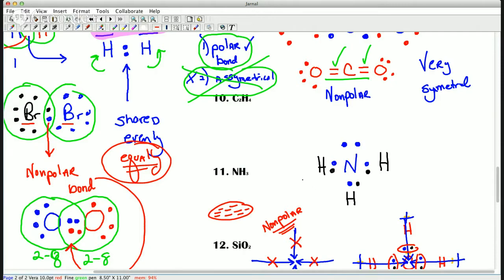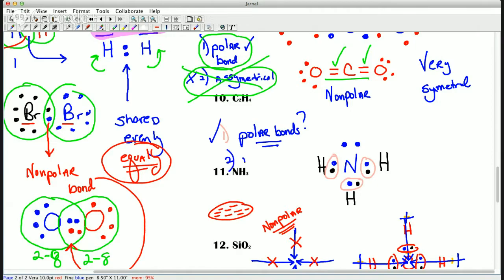So the question is, is this a polar molecule? Well, we go through our checklist. Do we have polar bonds? And the answer is yes, we have 3 polar bonds. Remember, saying polar bonds means you have what? 2 different nonmetals. So we have 3 polar bonds. So that part of the checklist has been satisfied.